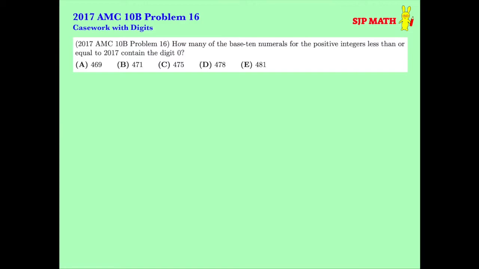So in this video, the approach we're going to take is we're going to count the number of numbers without a 0, and then subtract it from 2017, the total number of numbers, to get the number of numbers that have at least 1 zero. And that would make things a bit easier because counting the number of numbers without a 0 wouldn't involve more than one subcase. So that'll be good. So we're going to take that approach.